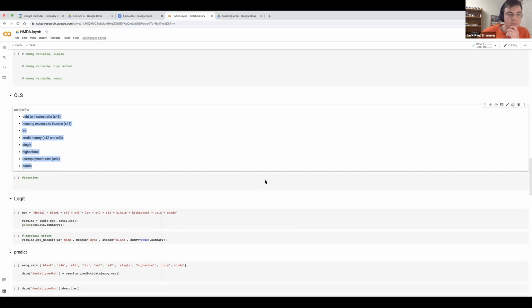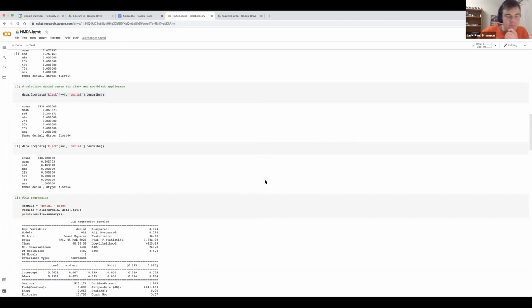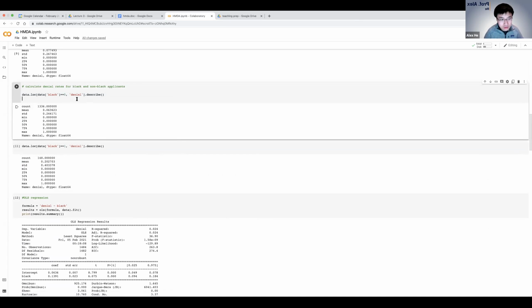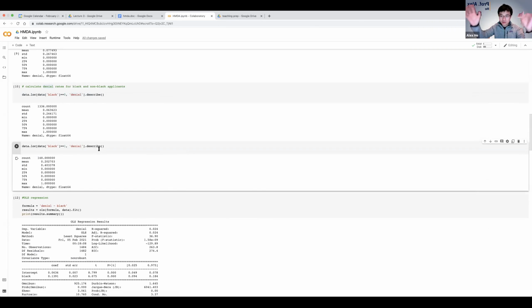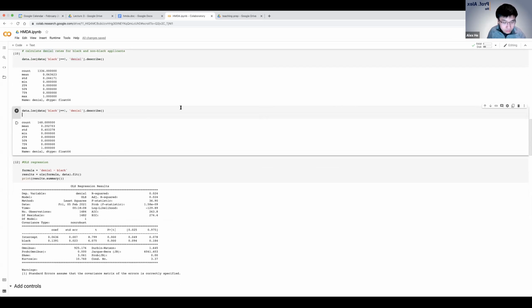And can you scroll up, please? So when you print out these two tables, can you talk about what they're doing exactly again, when black equals 0 and black equals 1? Okay, so this is calculating the average denial rate for the non-Black applicants, and this is the Black applicants. So we want to see the denial rate for these two populations and how they compare. For non-Black, it's 6%, and for Black, it's 20%. Right. Okay, thank you. That's what I was wondering.